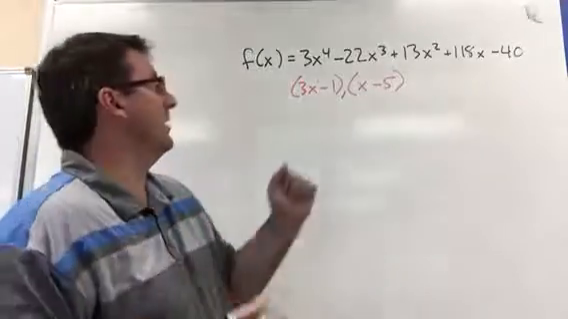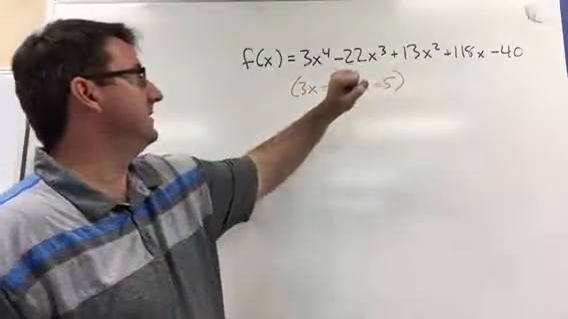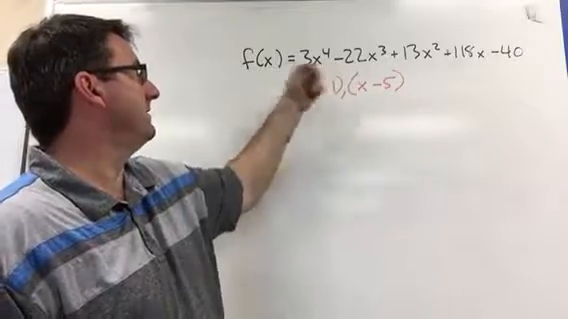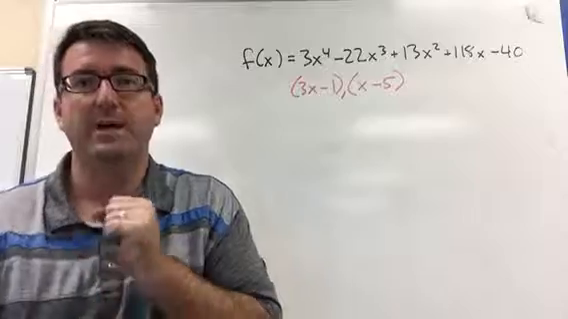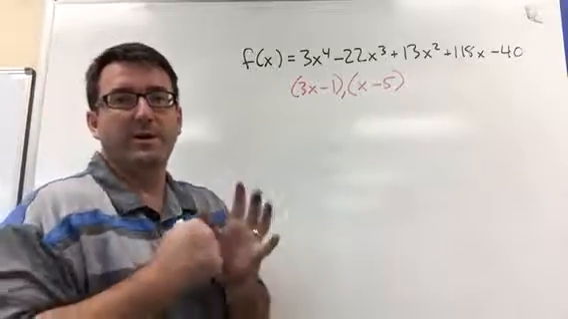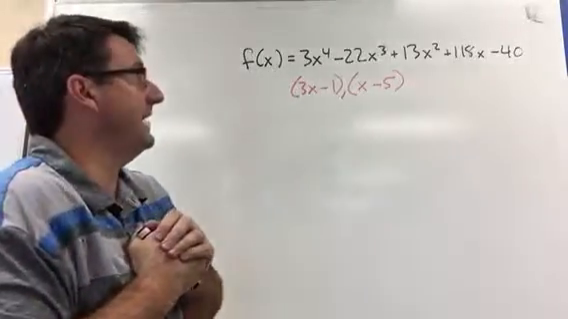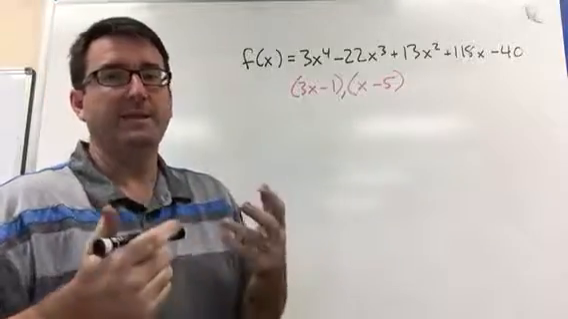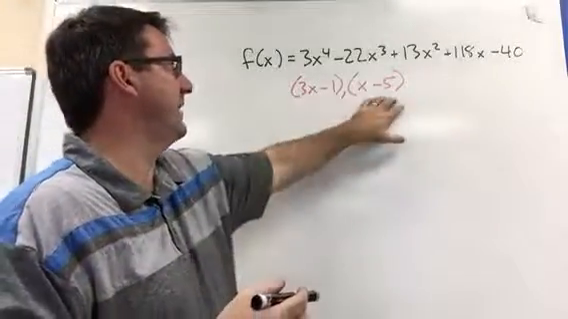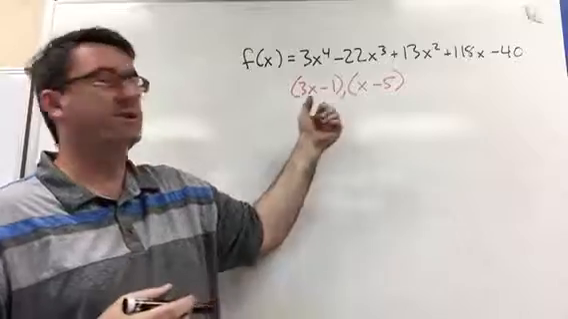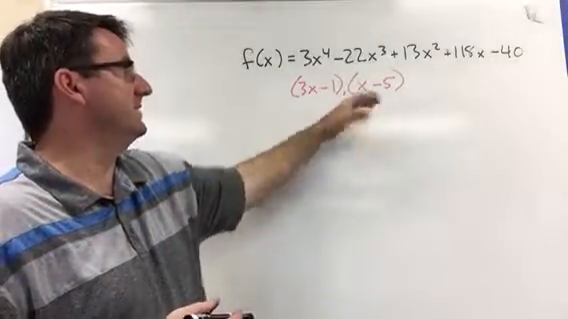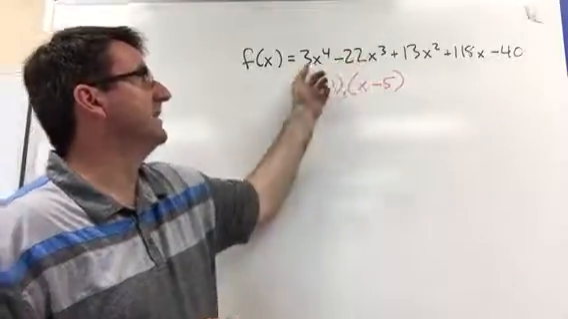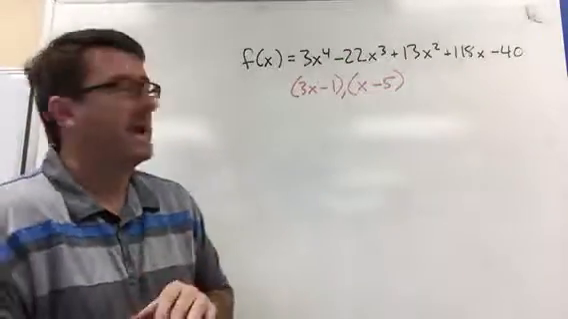All right, for number 41, we're given this function, f of x equals 3x to the fourth minus 22x cubed plus 13x squared plus 118x minus 40. And then we're also given these two binomials, and we're asked to use the factor theorem to determine whether either of these or both of them are factors of f of x.